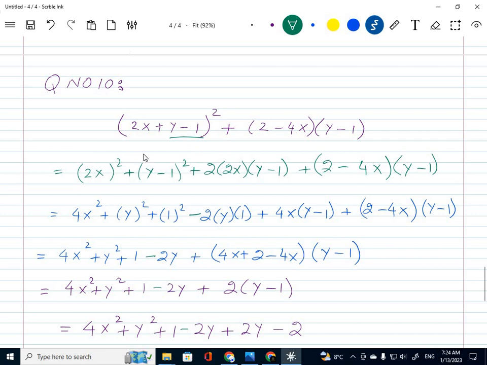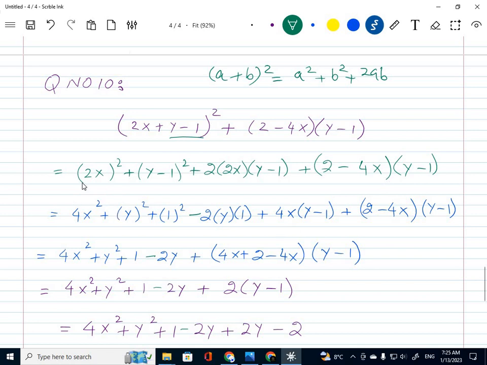I have used the formula for two terms, that is, the formula (a + b)^2, which equals a^2 + b^2 + 2ab. So this formula has been used by me here. I have used 2x as the first term and y - 1 as the second term. So it becomes (2x)^2 + (y - 1)^2 + 2 times 2x into (y - 1), and the rest of the terms are as they are.